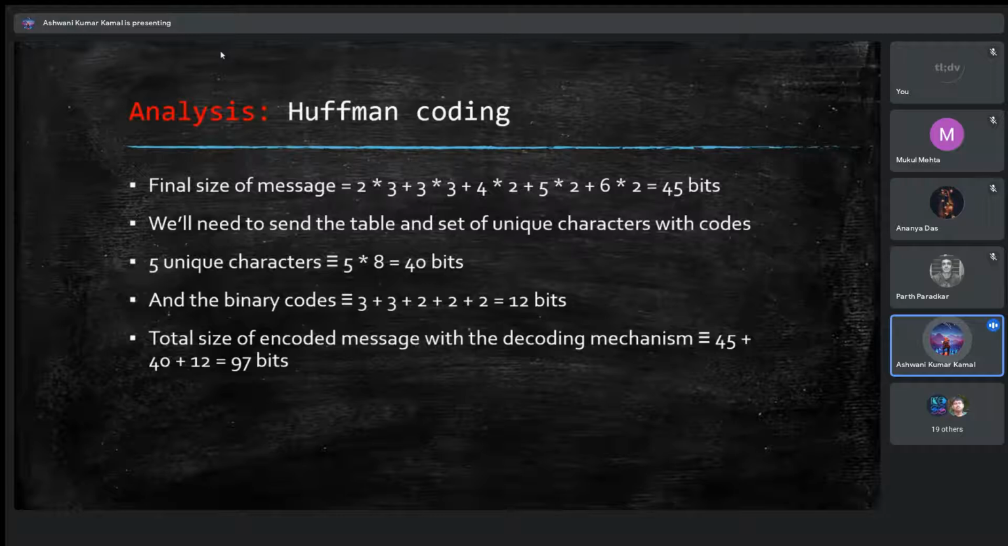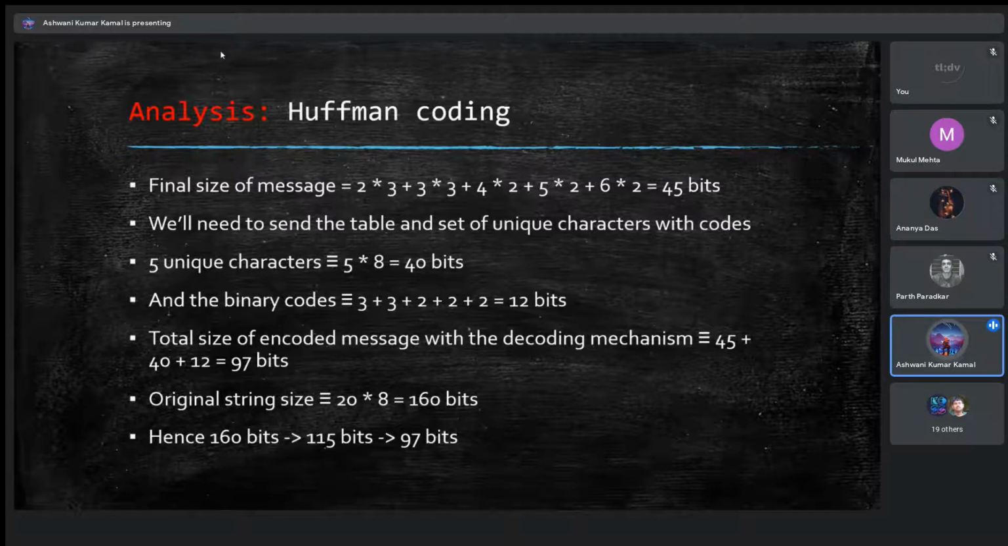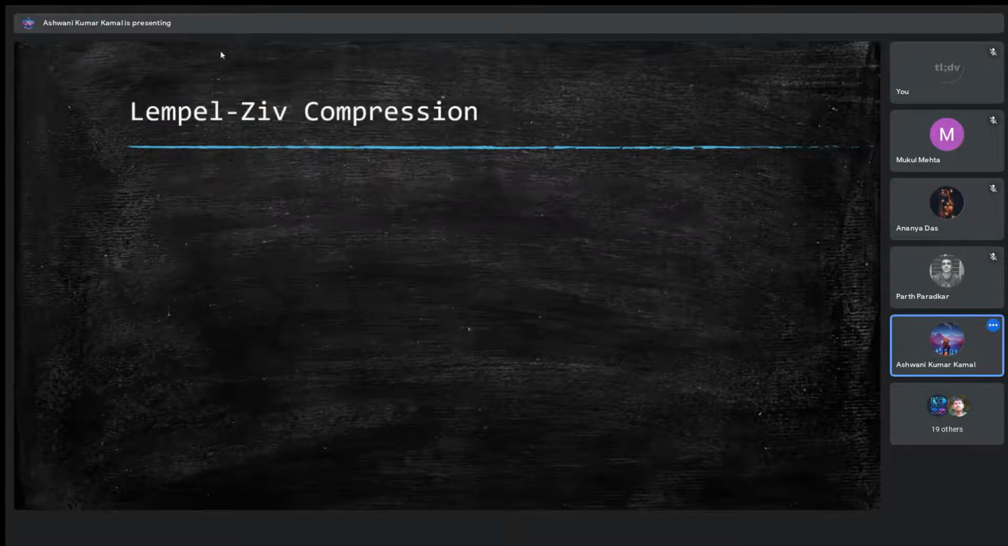So if we add all of them, it comes out to be 97 bits. You can see this is much better than the algorithm we were working with before. The original string was of course 160 bits. We reduced that to 115, and then again to 97.